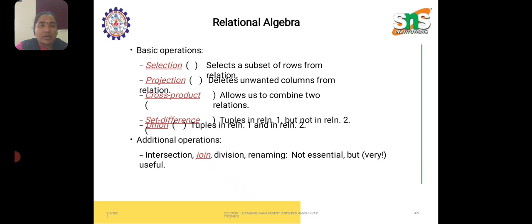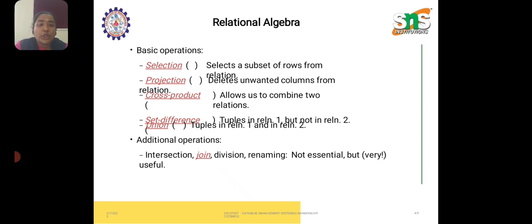The syntax we use here will be pi of attribute 1, comma, attribute 2, till attribute n, of a relation. The relational algebraic expression using the projection operation would be pi name, comma, age of student. For this expression, we need to take two different tables and we must combine the tables.